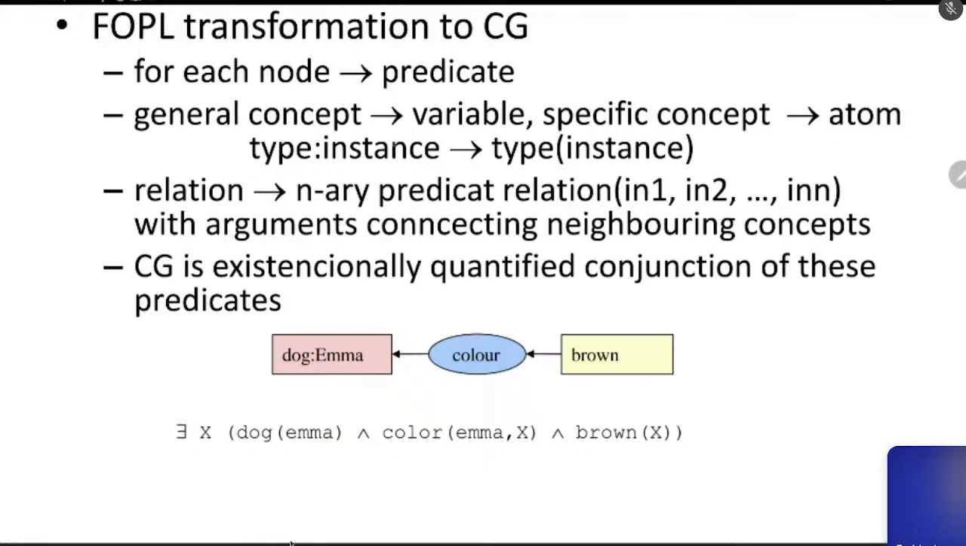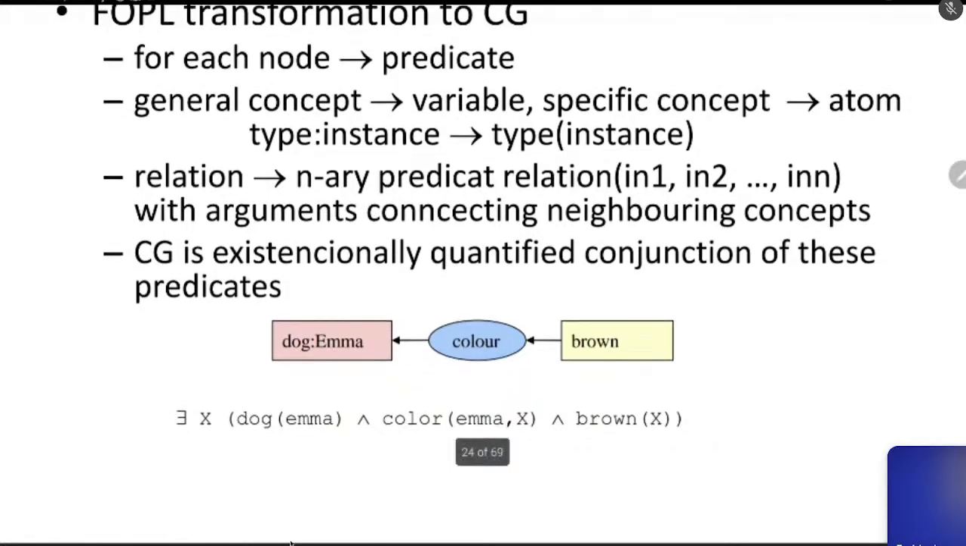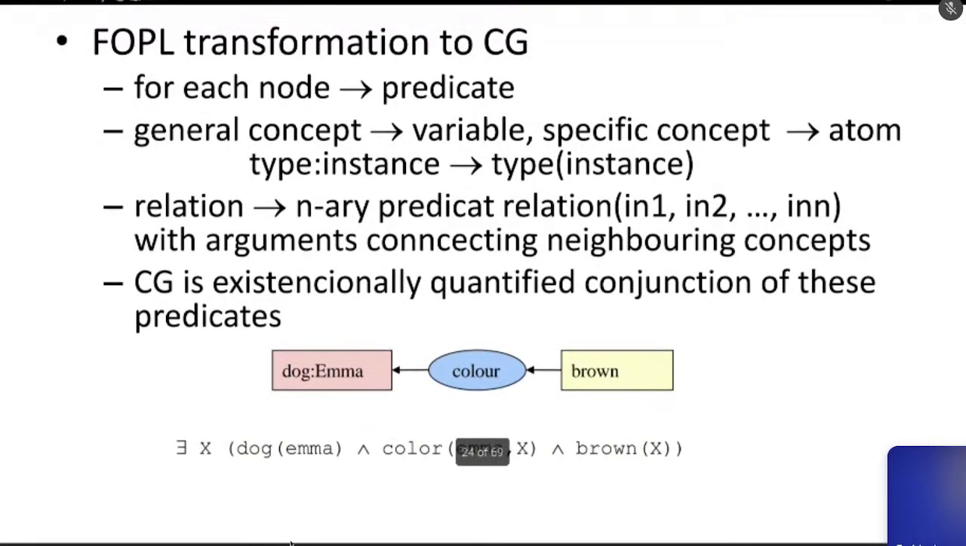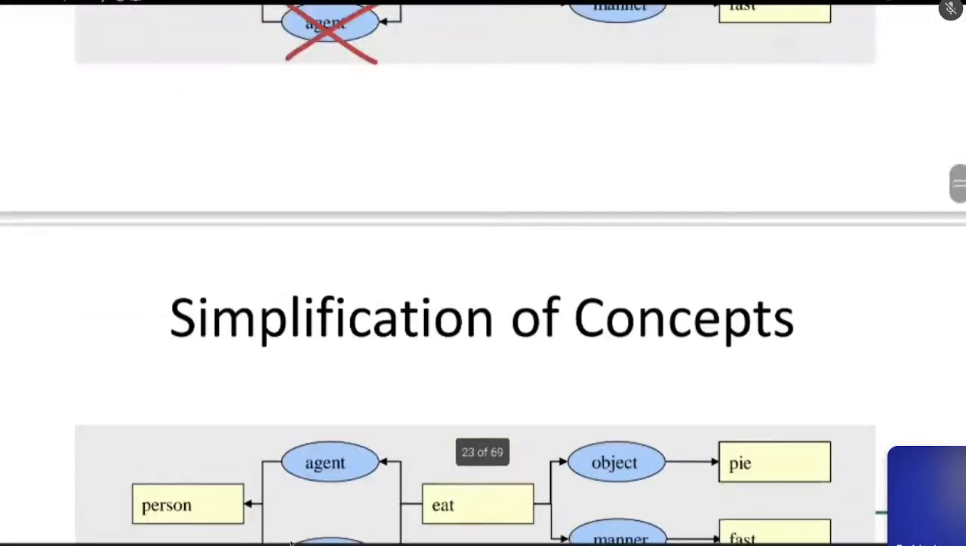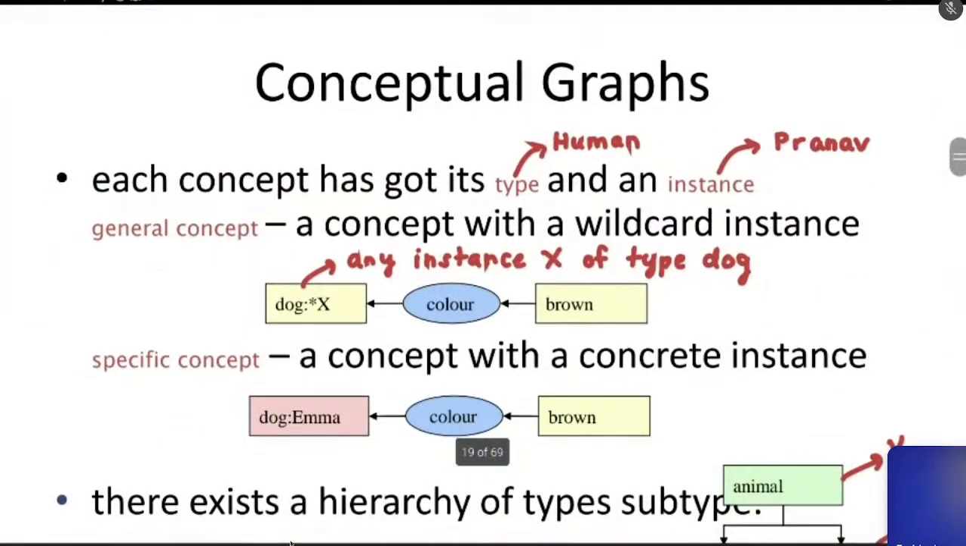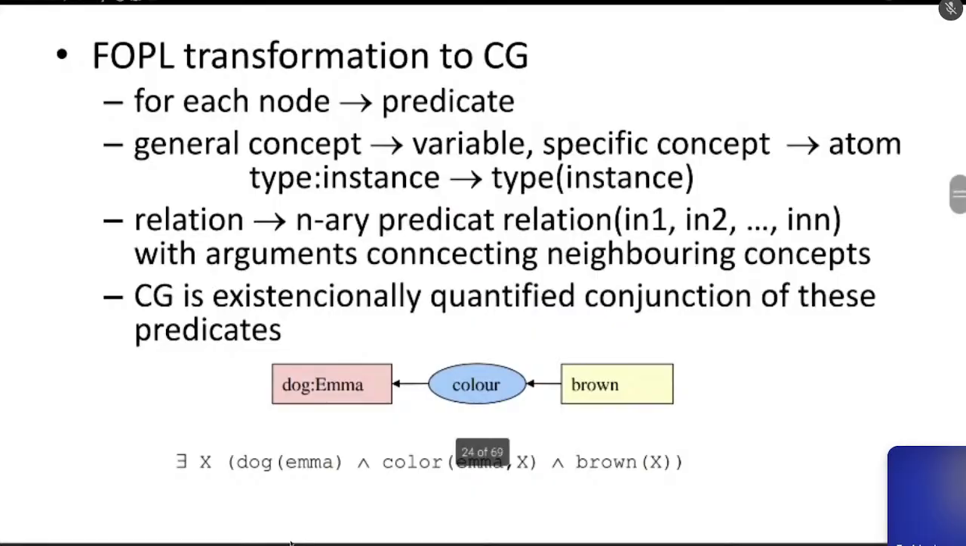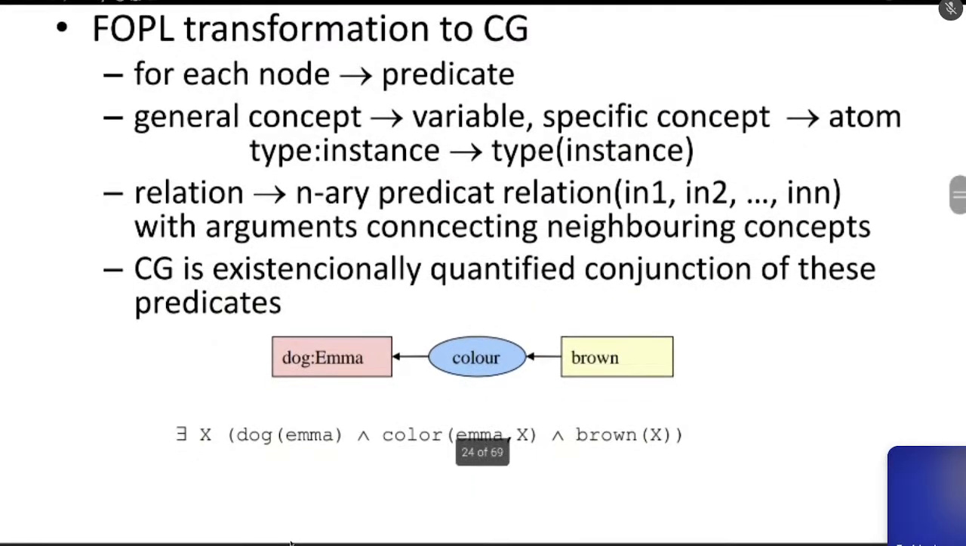General concept, variable, specific concept. In this case I didn't have to write anything with respect to X. Maybe something similar to this. You have X here, it's a general concept, maybe something of that sort. It goes vice versa too. So if you have a conceptual graph, I think you can convert it into first order predicate logic, is what I'm thinking probably.